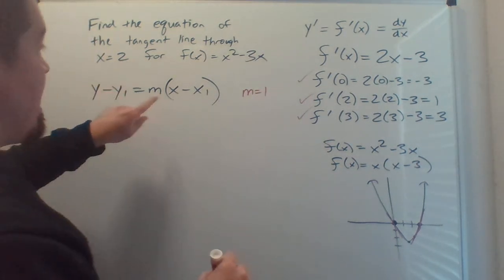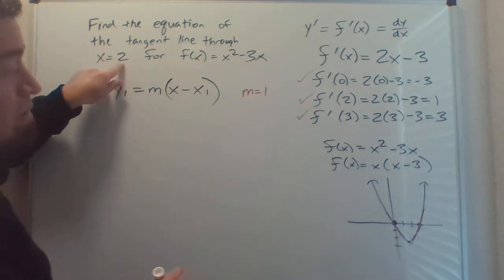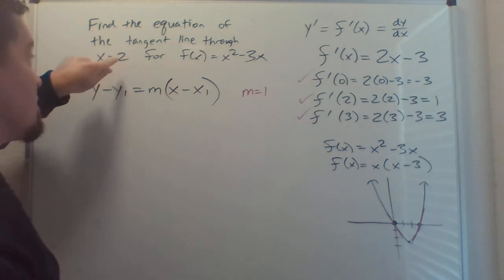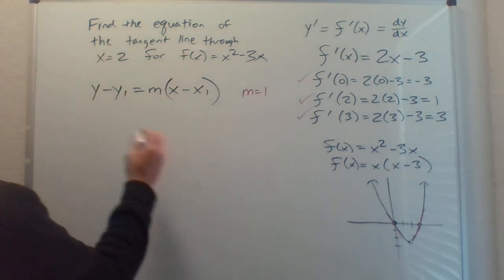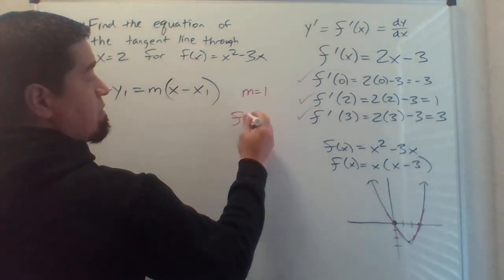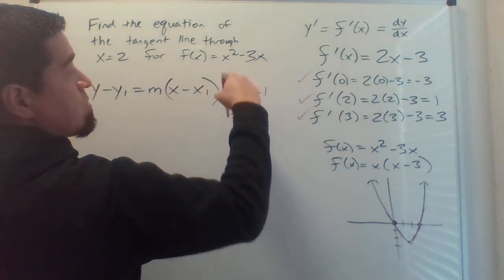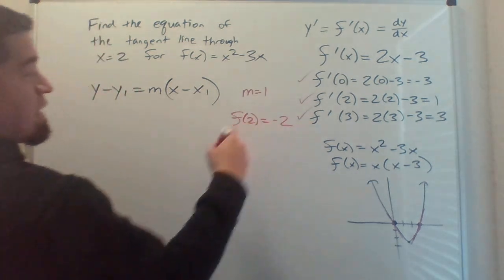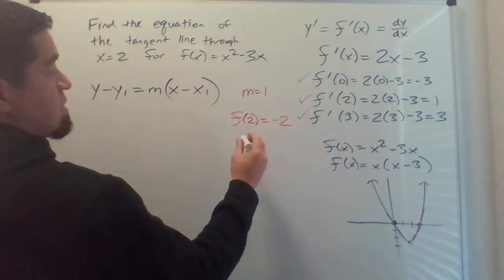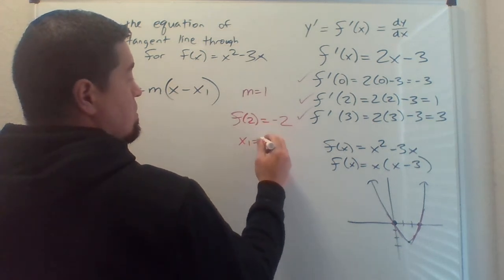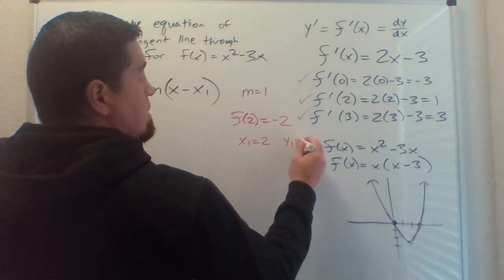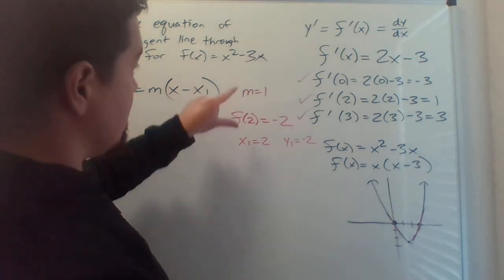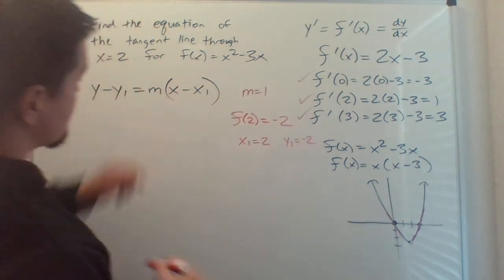I have an x1, right? That could be my x1, the number 2, but I need a y1. How am I going to get a y1 from this x1? Well, I can just plug it into the original function. So if I do f of 2, 2 squared is 4, minus 3 times 2 is 6, it's negative 2. So x1 is considered 2, and then y1 will be considered negative 2. So we have everything we need. We have our slope, our x1, our y1, we're just going to plug it in.